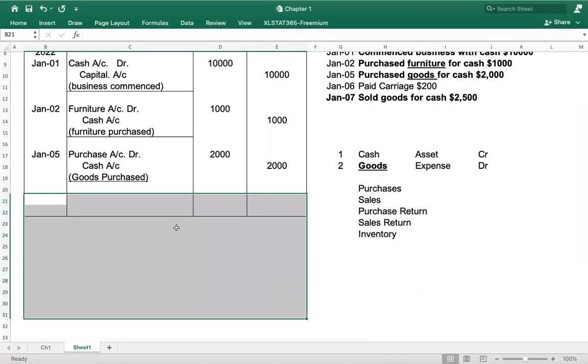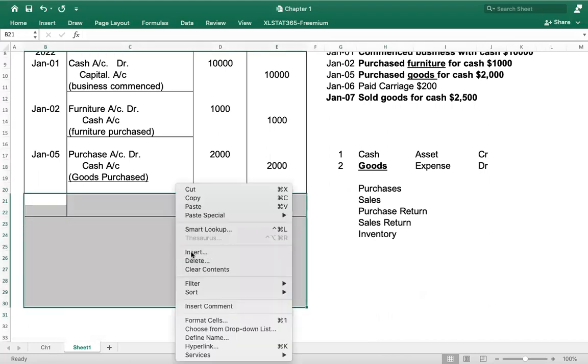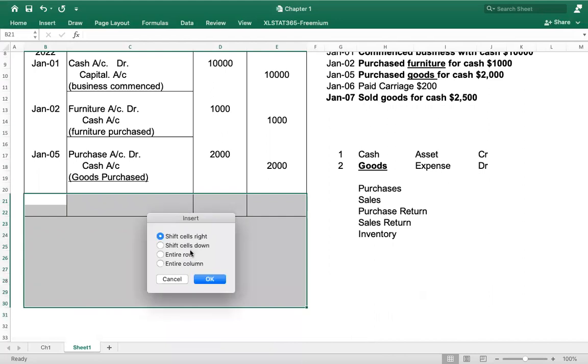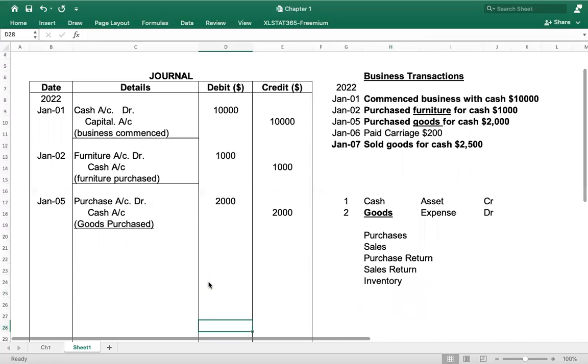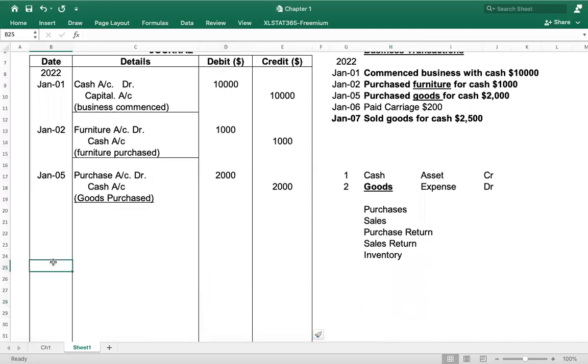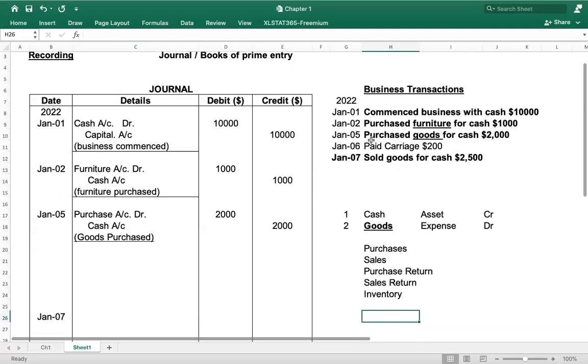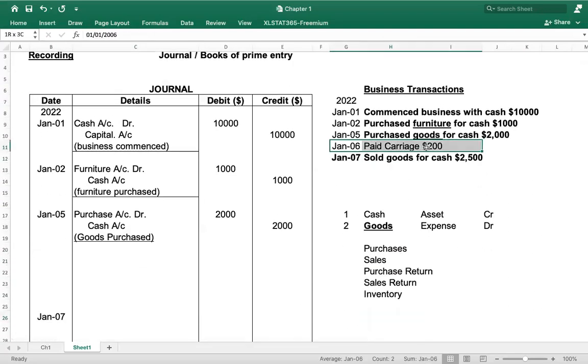Sold goods for cash. Just a minute. Let me insert this row. Shift cells down. Read out Jan 7. Sold goods for cash, 2,500. Now tell me, this I am recording now, and this I will record later on. So tell me what happened. Which two items are affected? Goods and cash.